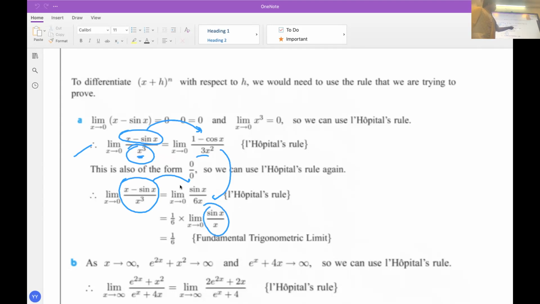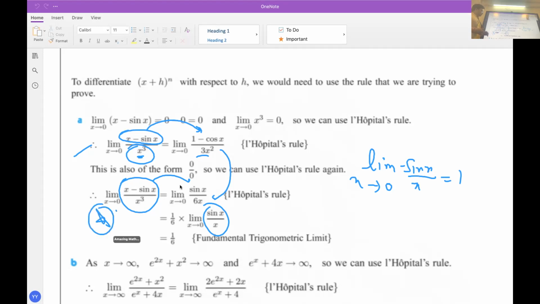But anyway, we all should know that the limit of sin x upon x as x tends to 0 is basically 1. So sin x upon x as x tends to 0 is 1. This is the basic important rule for L'Hopital, and I hope you have understood how to execute the plan now.